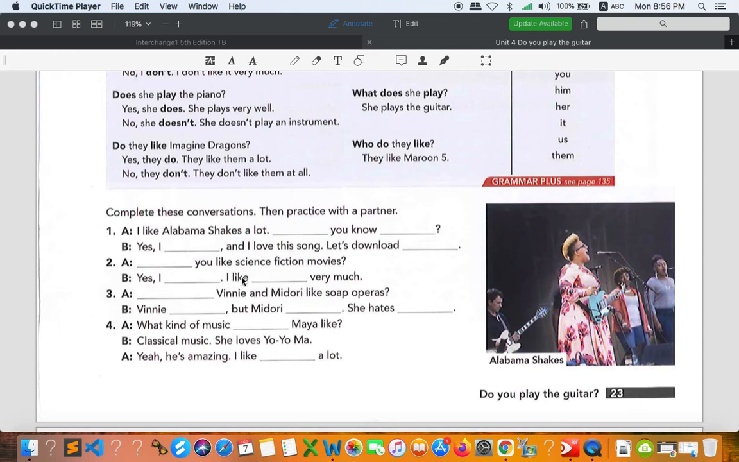And I like what? We need something right here, because the question is about science fiction movies. It's not only one movie, everyone. A lot of movies which are about science fiction. So you can say I like them very much. All right. Okay, so let's go to number three.